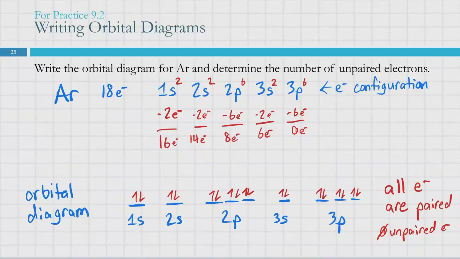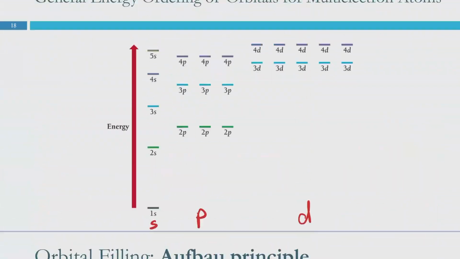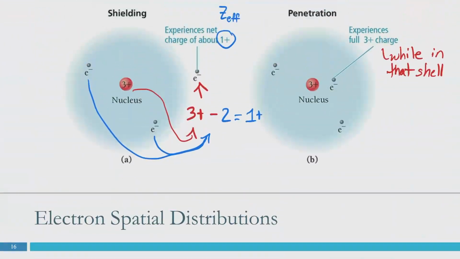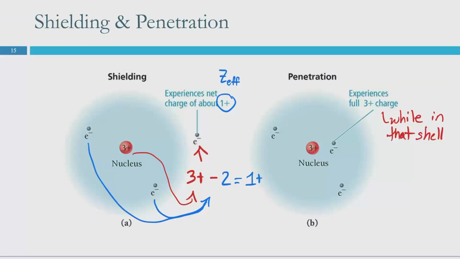Last class, we learned about electron configurations, orbital diagrams, effective nuclear charge, shielding, penetration, some other stuff like that. I'm going to go back to these diagrams of shielding and penetration because they are going to come up in some of our later material that we'll hopefully be getting to today.